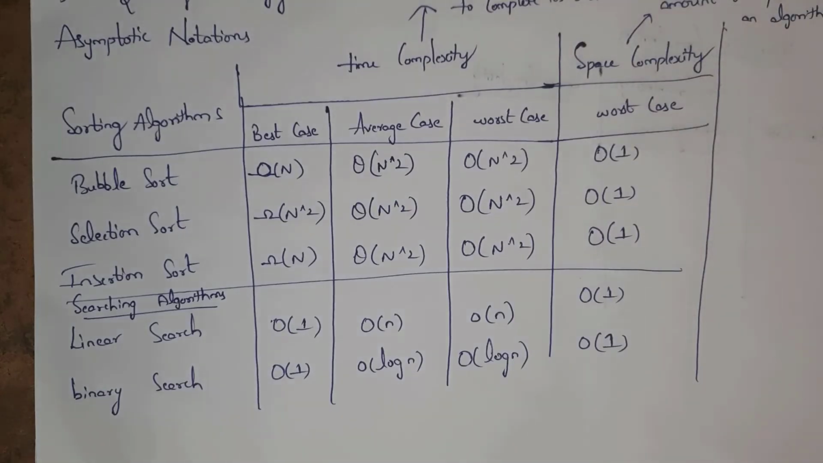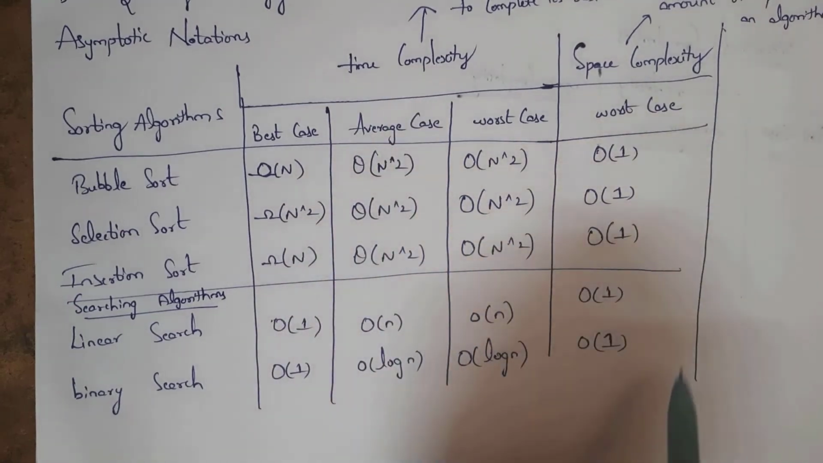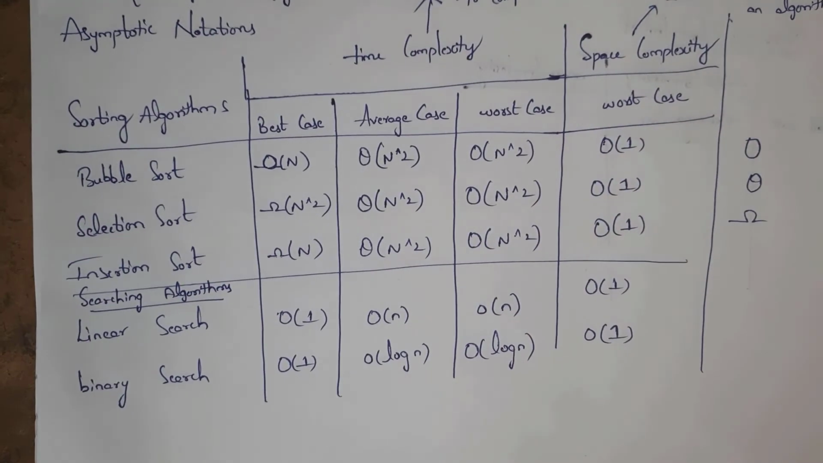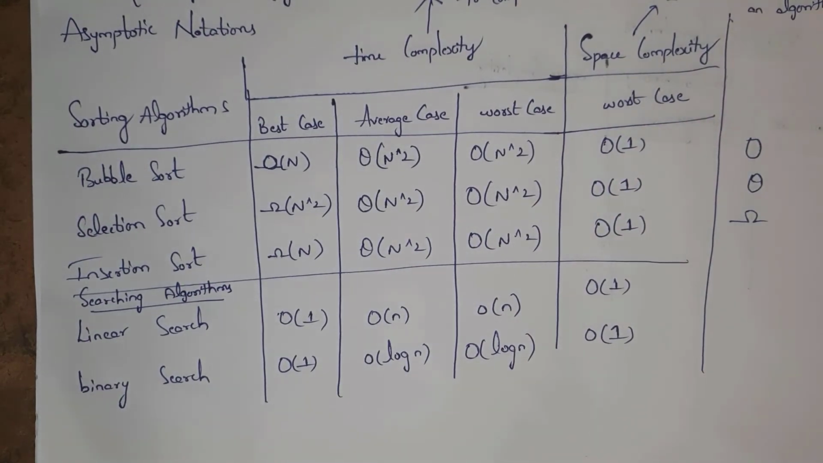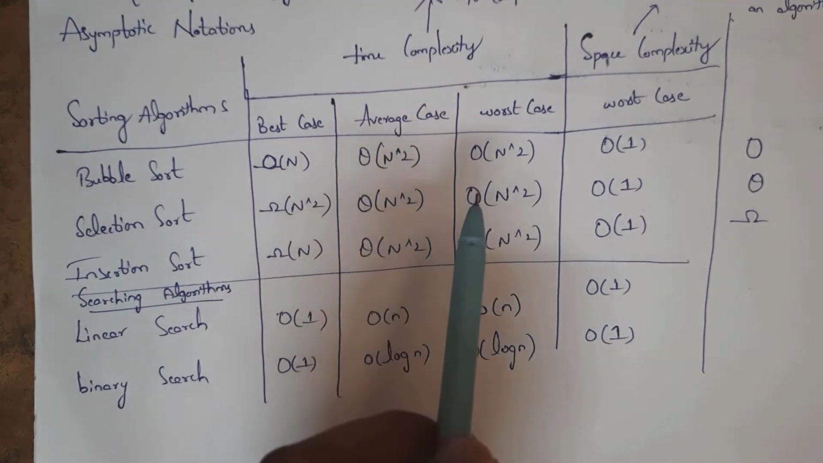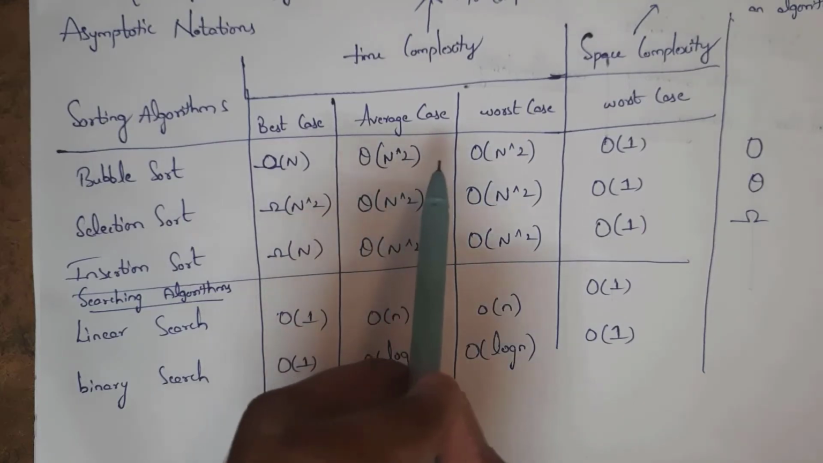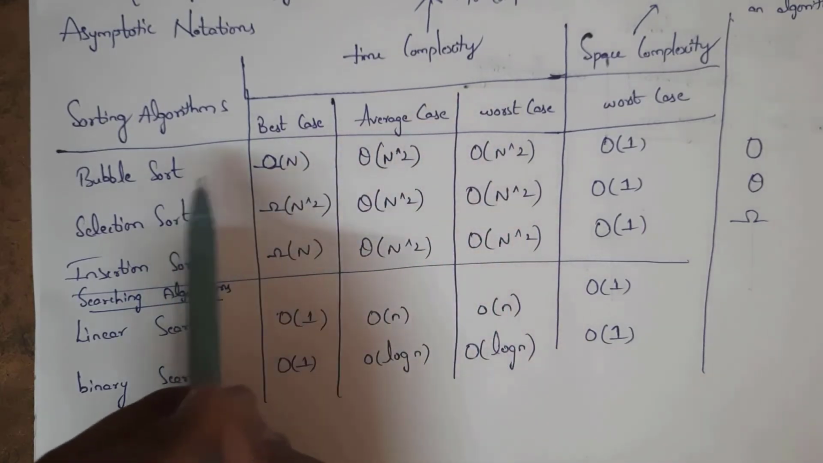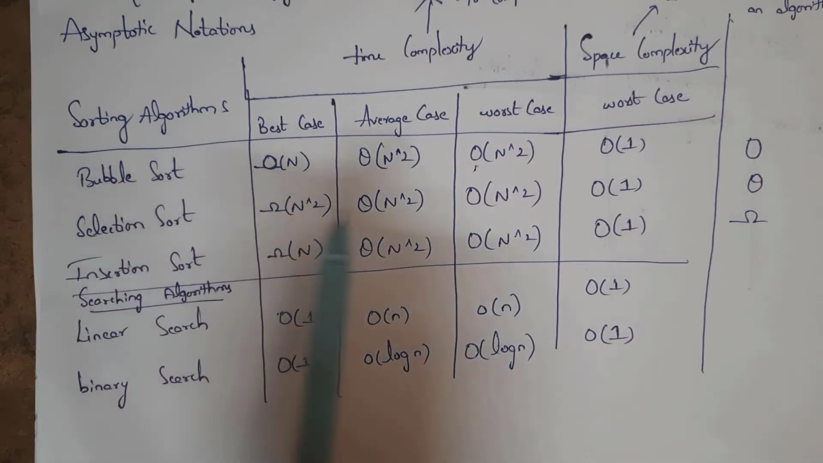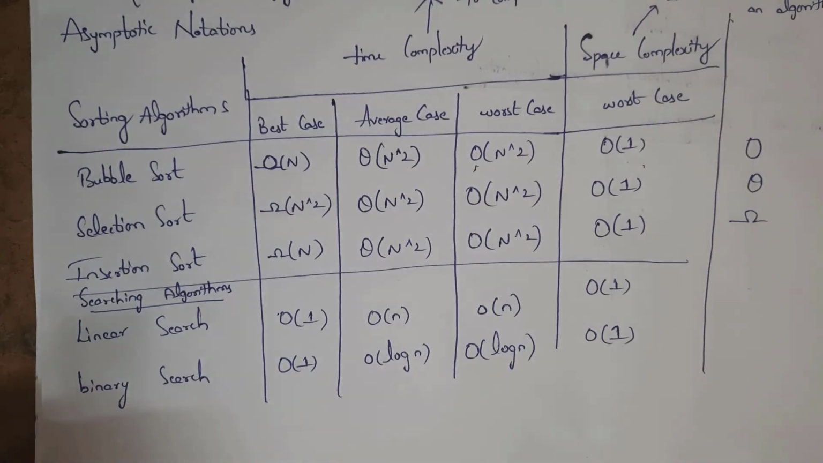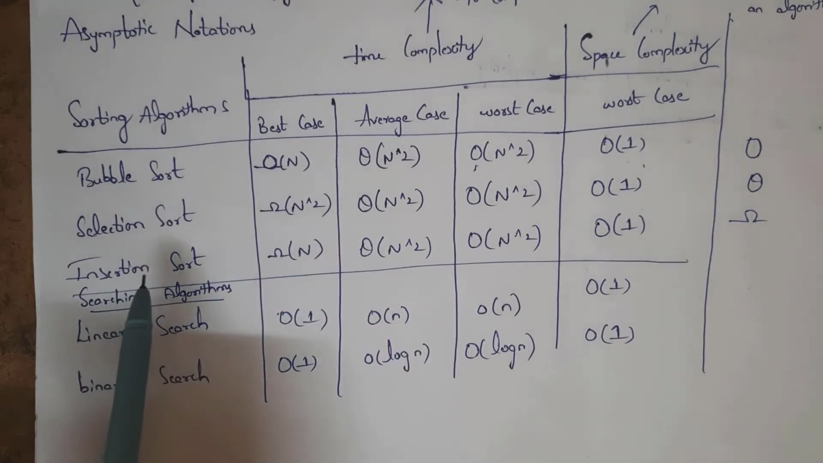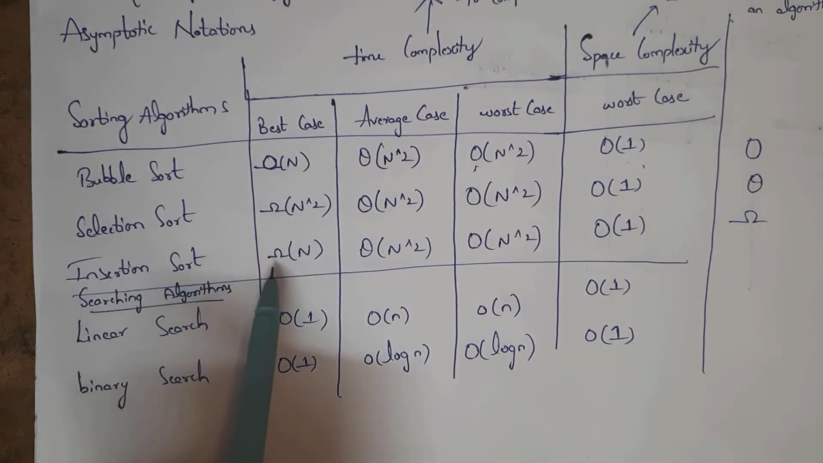These are various algorithms and their time complexities and space complexities. We call it big O, and we call it theta, and we call it omega. You need to remember this. Best case time complexity of bubble sort is omega of n, whereas average case time complexity of bubble sort is theta of n to the power of 2, and similarly worst case time complexity of bubble sort is big O n to the power of 2, and similarly worst case space complexity of bubble sort is big O of 1. Similarly best case time complexity of selection sort is omega n to the power of 2, and similarly best case time complexity of insertion sort is omega of n.